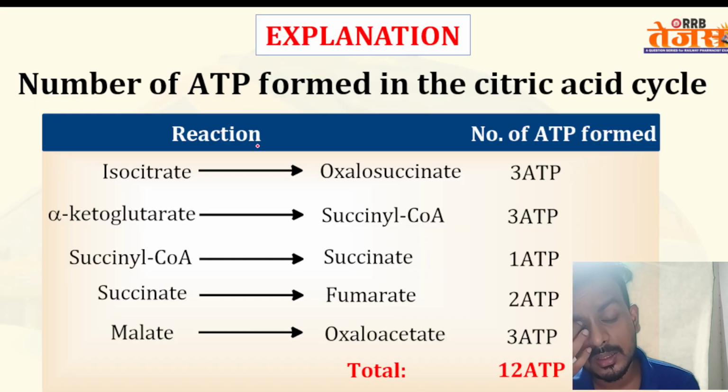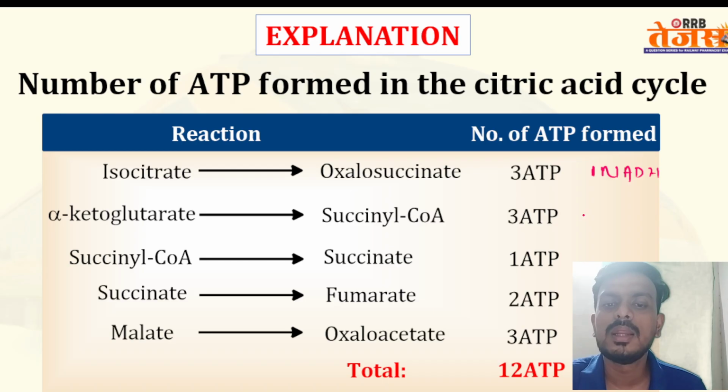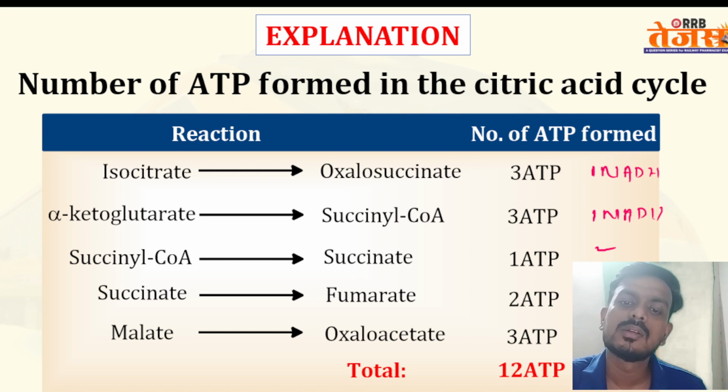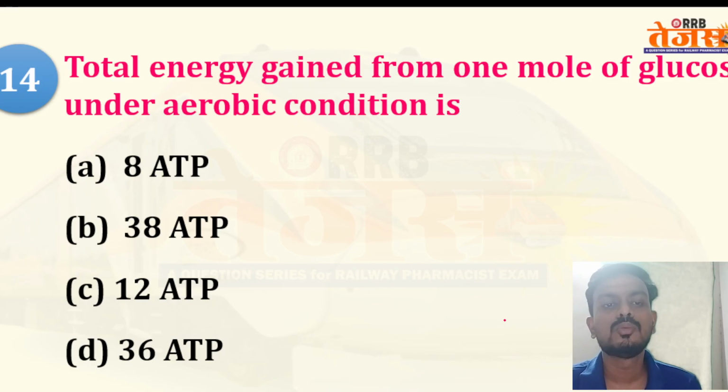See, what are the steps where ATPs are produced? Conversion of isocitrate to oxaloacetate gives 3 ATP because 1 NADH is formed. Similarly, 3 ATP means 1 NADH, 2 ATP means 1 FADH, and 3 ATP means 1 NADH. So the total number of ATP is 12 ATP. Okay. Next, move to the next question.